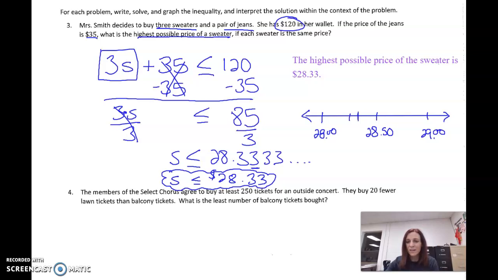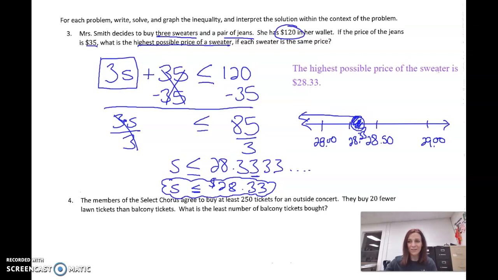So it's going to be right here, let's say. Okay? $28.33. I'm going to put a circle there. Open or closed? Well, if it can be equal to it, I fill it in. And we're talking about all the values less than $28.33. That goes to the left. Okay? So again, if you're struggling at all with graphing, we learned about graphing in a previous grade, just come see me and I'll help you out with that.